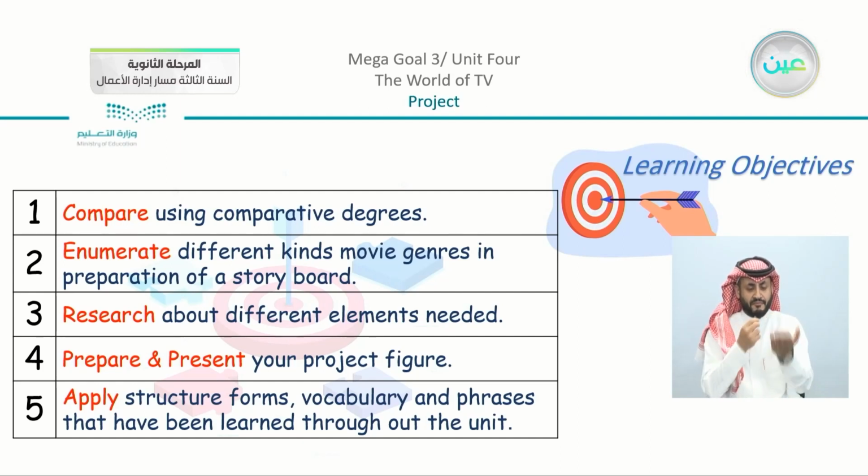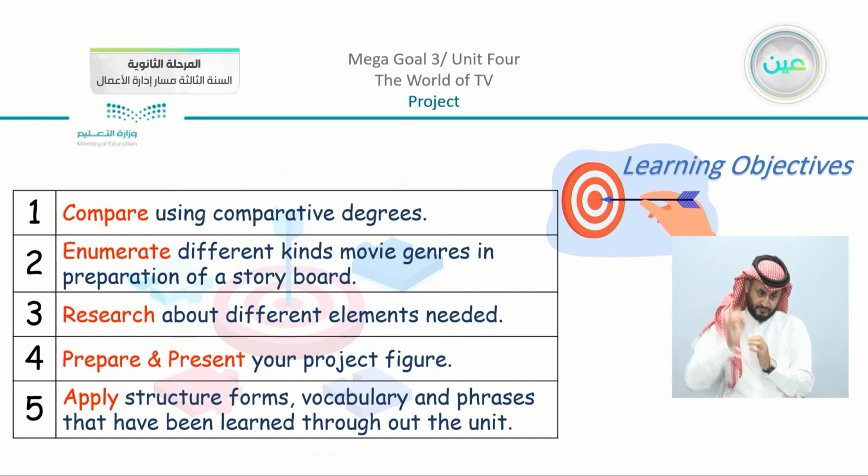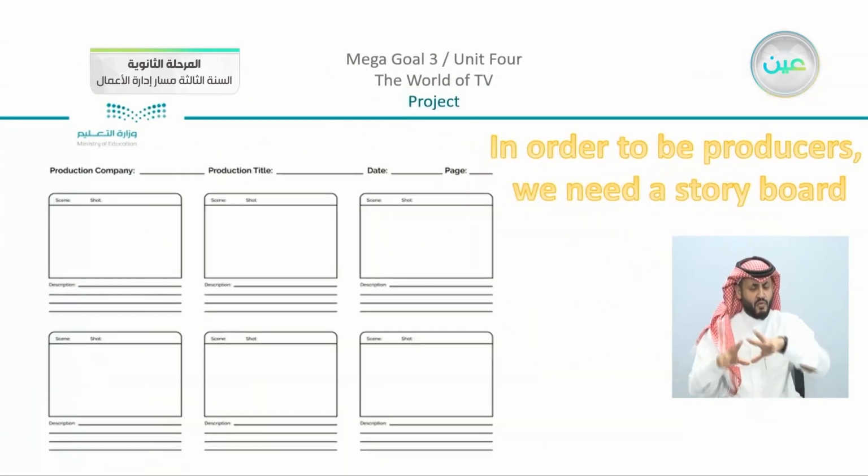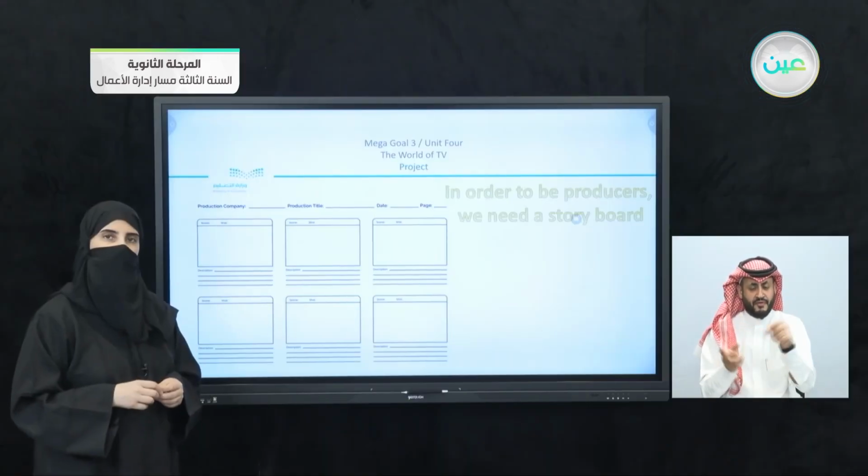But first, let's just read the objectives that we have. Number 1, to compare using comparative degrees, which we have done. Number 2, enumerate different kinds of movie genres in preparation of a storyboard. Number 3, to research about different elements needed. Number 4, to prepare and present your project figure. And number 5, to apply structure, forms, vocabulary, and phrases that have been learned throughout the unit. So as usual, we are going to mix between everything that we have learned and put them in our idea.